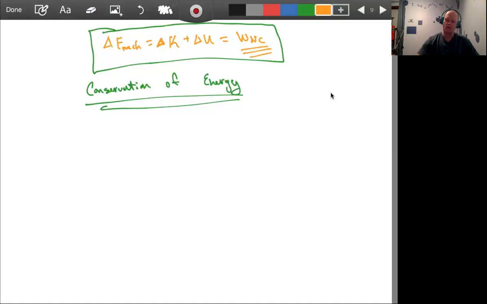So this is even more powerful because, one, it's easier to use, and two, it doesn't require as much thinking. All I need to know is what it's doing at the beginning and what it's doing at the end, and that's it. So this is the most powerful thing that we're going to be using for the entire semester.